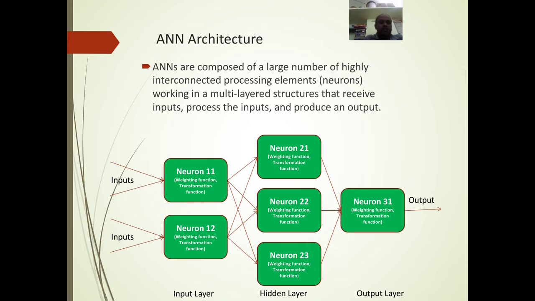Next we will discuss the artificial neural network architecture. So artificial neural networks are composed of a large number of highly interconnected processing elements, which are called neurons, working in multi-layered structures that receive inputs, process the inputs, and produce an output. So here we have an input layer, and one more is a hidden layer, and finally neuron 31 is producing the output.